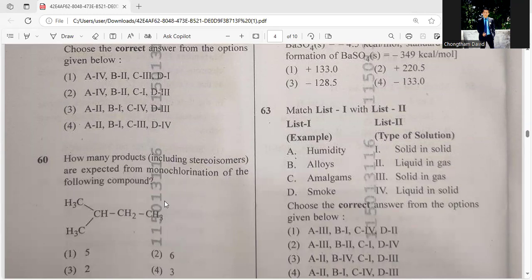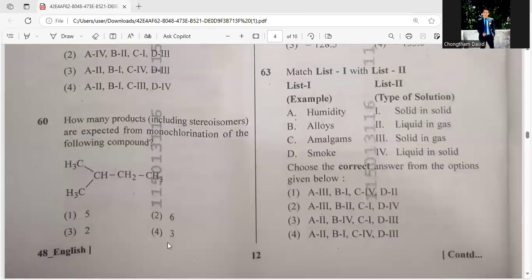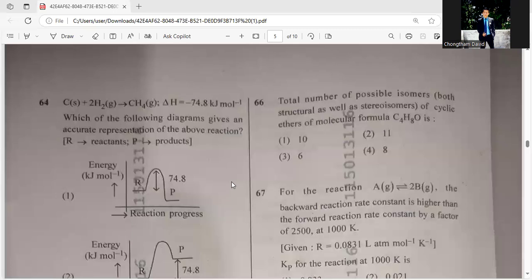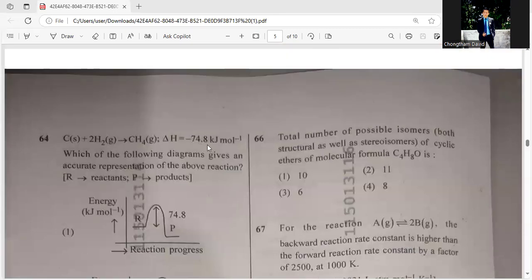Question number 63 says you have to match this column list 1 with list 2. So it would be humidity, liquid in gas, alloys, solid in solid, amalgam, liquid in solid, smoke, solid in gas. So it would be A2, B1, C4, D3, which is option number 4. Clear?